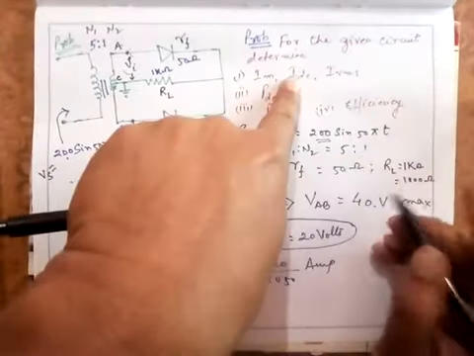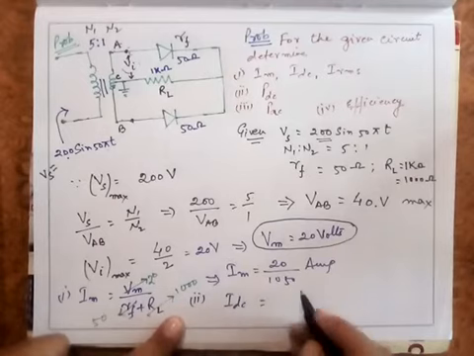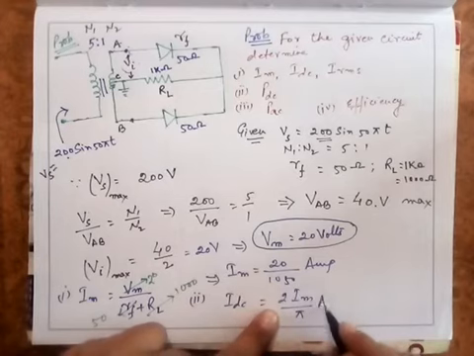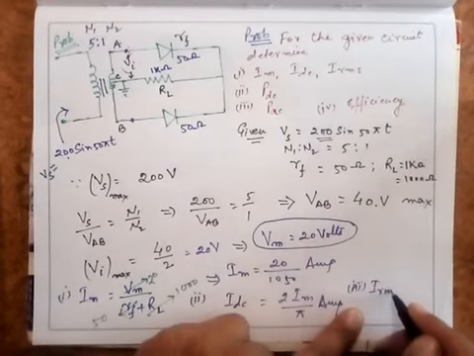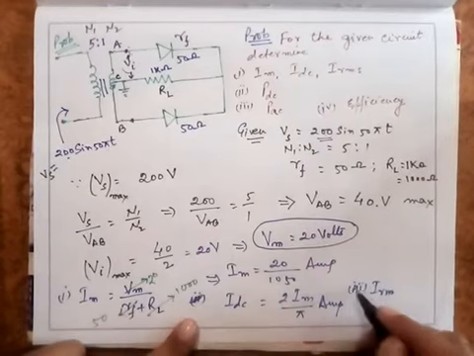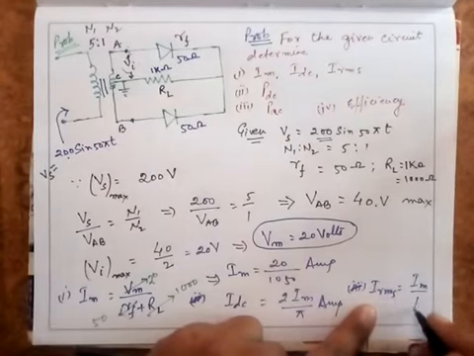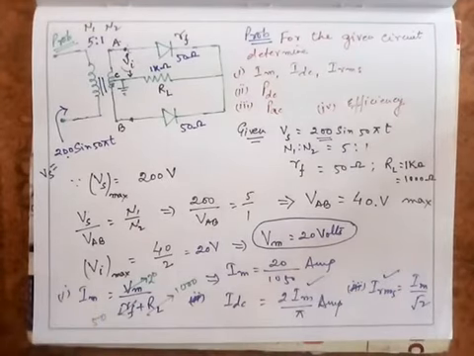Next, IDC is twice Im by pi. Second part, I am writing here only. IDC is equal to twice Im by pi. Im you have already calculated, so you substitute this value. IRMS, third part, no, it is the first part only, not the second part. First part has 3: IDC, IRMS. IRMS will be Im upon root 2. So IRMS you have calculated. Now I am just giving the result here only.